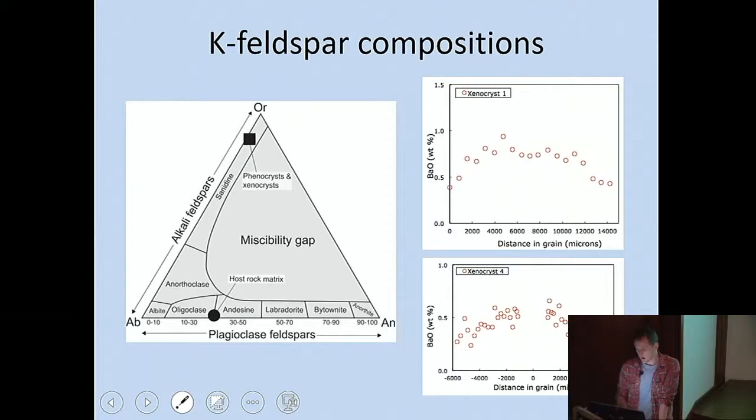Also, and this will be important after, we see the barium zonation. These are profiles across crystals, so this is the core, these are the rims on each side, and the barium profiles display fairly normal zonation across these crystals.